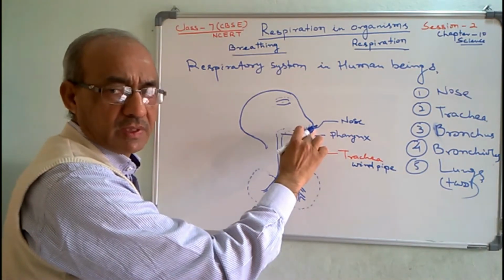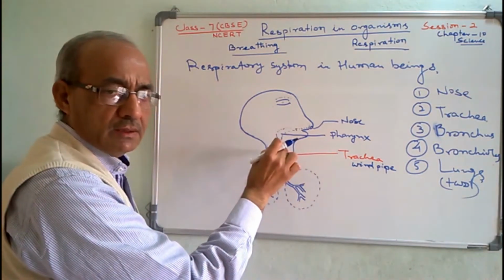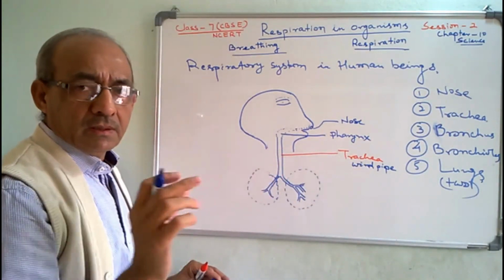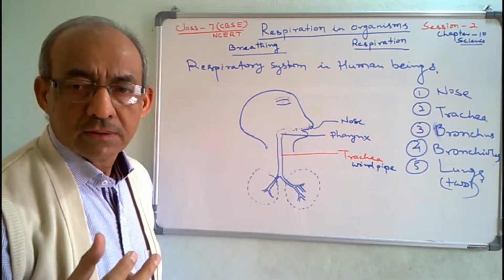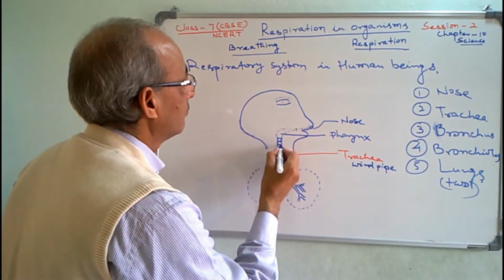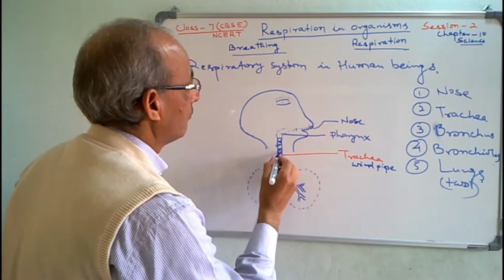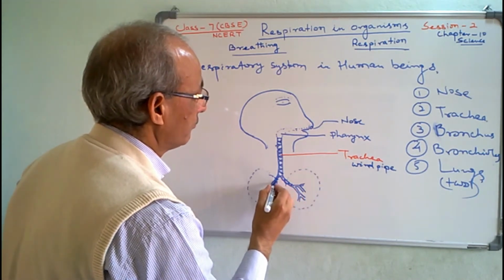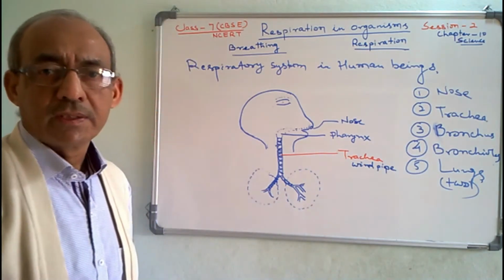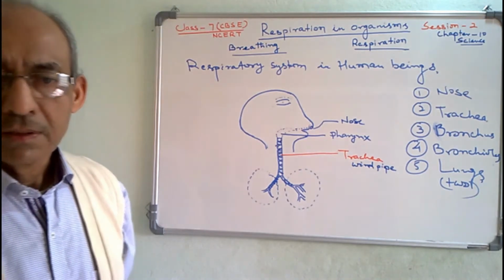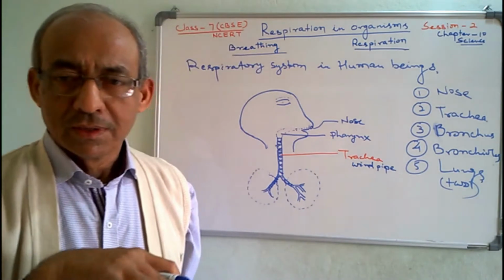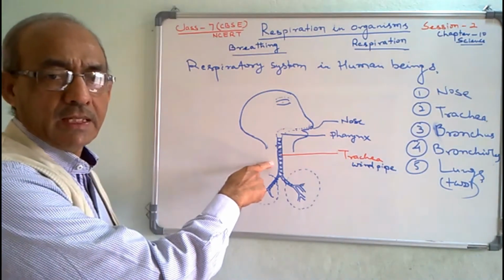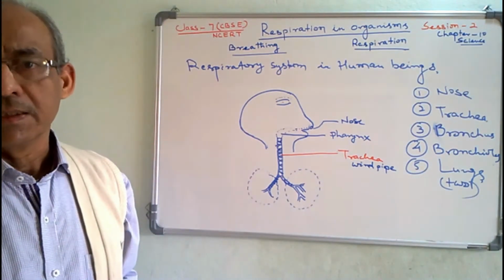Oxygen enters through the nasal apertures and reaches the pharynx. After that, the oxygen reaches the windpipe or trachea. Trachea consists of a number of cartilaginous rings, you see here, rings are found, so that the trachea cannot collapse. If the trachea closes, then a human being will die, because the supply of oxygen will completely stop. So the wall of the trachea is made up of a number of cartilaginous rings.